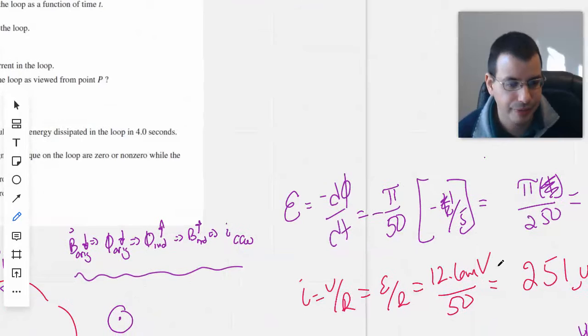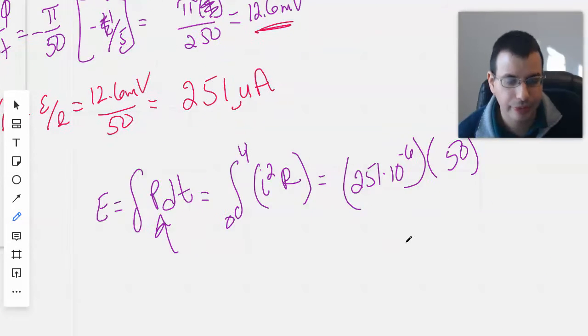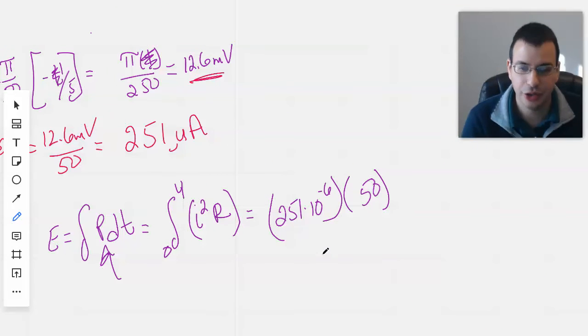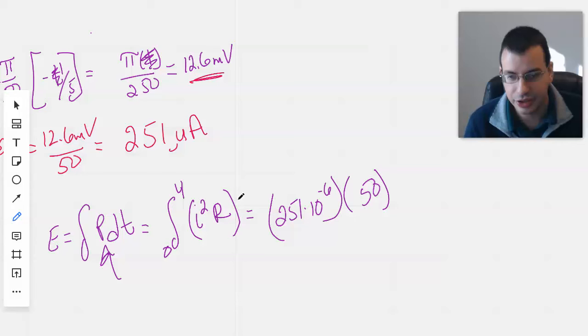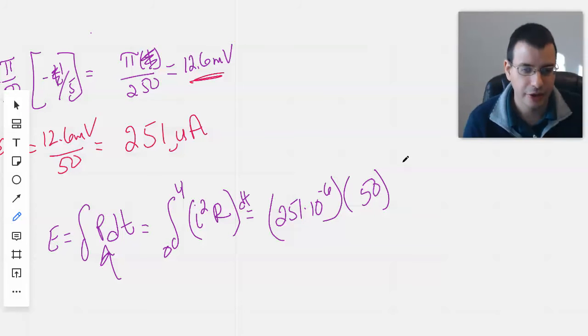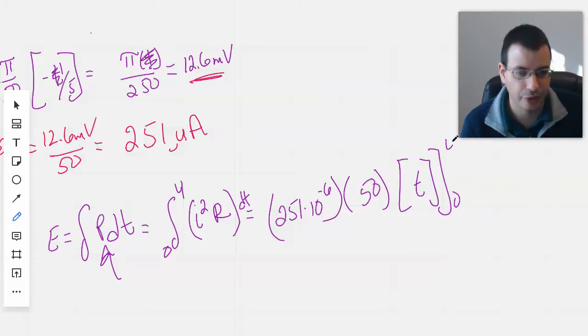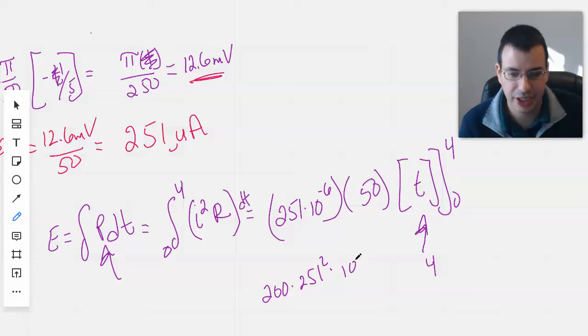Yep, 50. And then when we integrate this, we'll just get t. It'll be t evaluated from 0 to 4, which will then just be 4. So this will be 200 times 251 squared times 10 to the negative 12th.